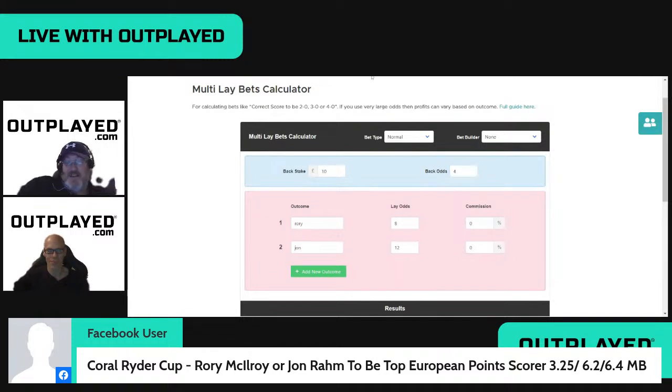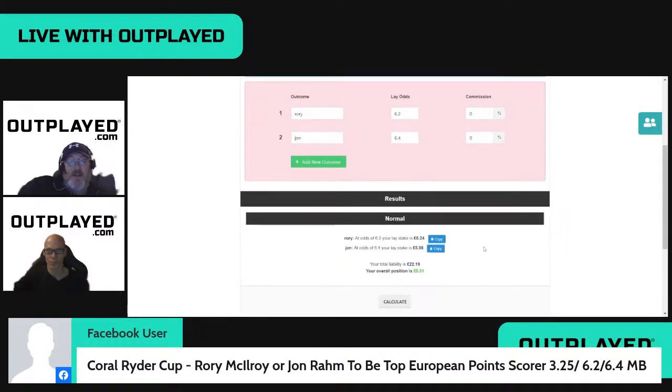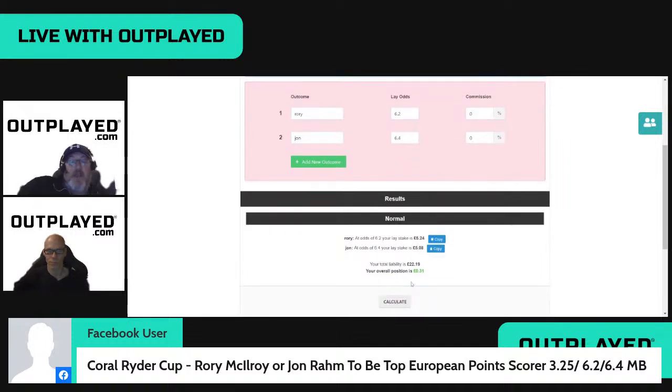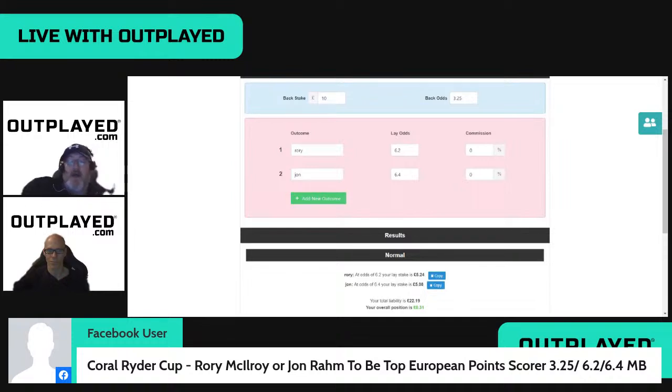Back odds are 3.25 for this, and Rory's lay odds are at 6.2, and Jon Rahm is at 6.4. So from every £10 bet that we do on Rory to be the top European point scorer, we would have a lay stake of £5.24. For Jon Rahm, his lay odds at 6.4 would have a lay stake of £5.08. So we'd lock in a profit of 31p for every £10 that we can get on.